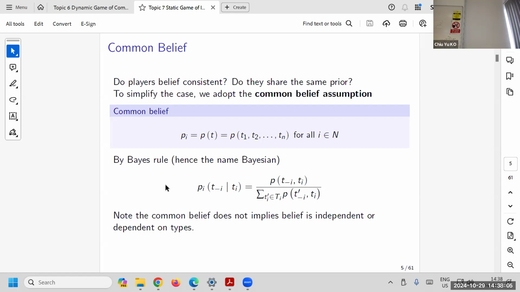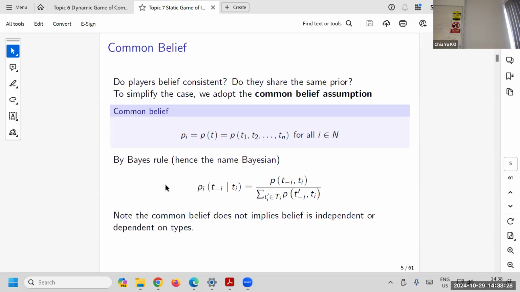And the Bayesian means that given my type, nature tells me my type, okay? And what is all your type depends on this conditional probability, right? That is the Bayesian game idea. Let me repeat the statement.